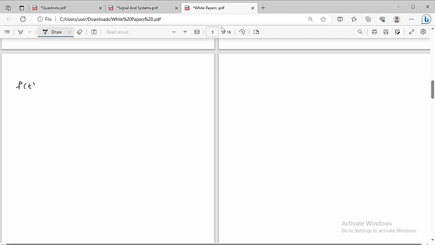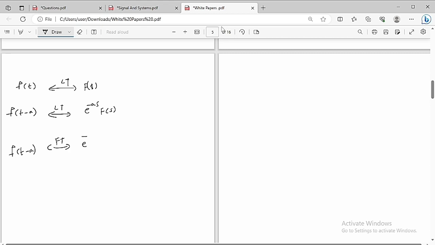So for f of t, the Laplace transform is F of s. Then for f of t minus a, what is the Laplace transform? It is e to the power of minus as into F of s. Suppose if you want to find the Fourier transform, replace s by j omega.